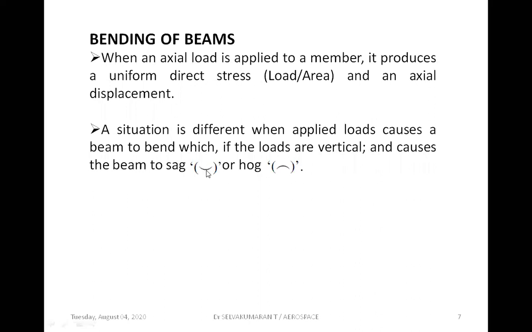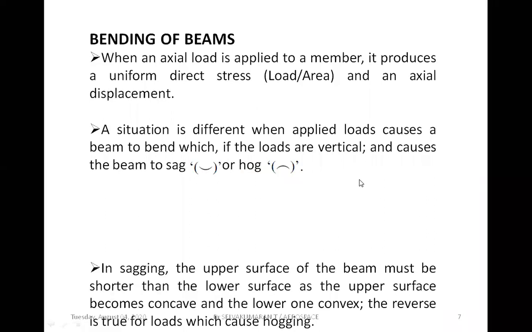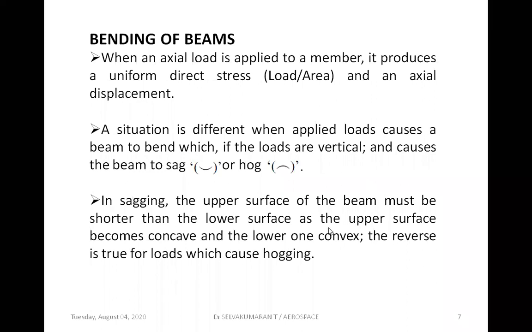So in the case of sagging, you could see here the top surface is smaller when compared to the bottom surface. That means the top surface is subjected to compression and the bottom surface is subjected to tension, which is quite the opposite in the case of hogging bending moments. See here, in sagging, the upper surface of the beam must be shorter than the lower surface, as the upper surface becomes concave and the lower one convex. The reverse is true for loads which cause hogging.